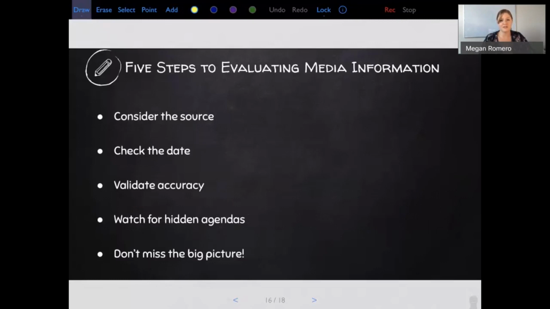Frequently on social media, you'll see people copy and paste links to articles or news sources or information. But if you click that link, the information could be old or outdated or a few years old. Validate the accuracy. For this, make sure that other credible sources are saying the same thing. Next, watch for hidden agendas. Sometimes the points are misrepresented or you could be being manipulated to feel or to think a certain way. So be on the lookout for that. And then lastly, don't miss the big picture. Does it make sense? Use your critical thinking skills to evaluate if what is being said is true.